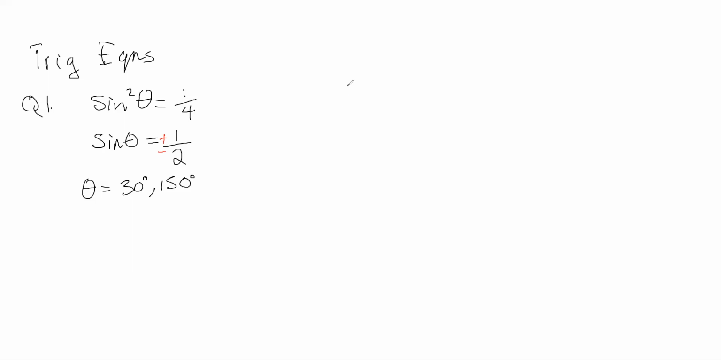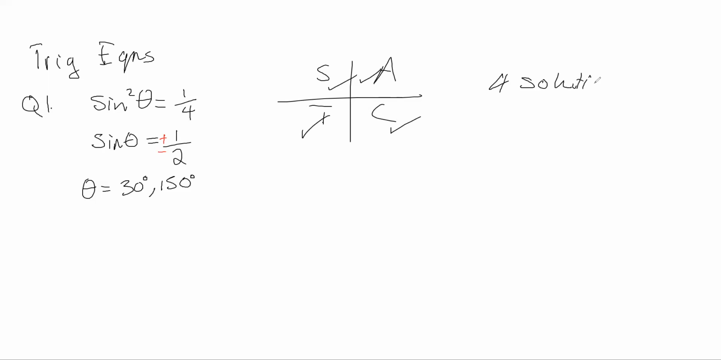We need to check for our quadrants again, all stations to central. It's positive here, it's positive here, but we're also looking for negative solutions. It's negative here, and it's negative here. So we should end up with 4 solutions to this equation. Oops, that went a little messy there. Okay, so how do we do that?